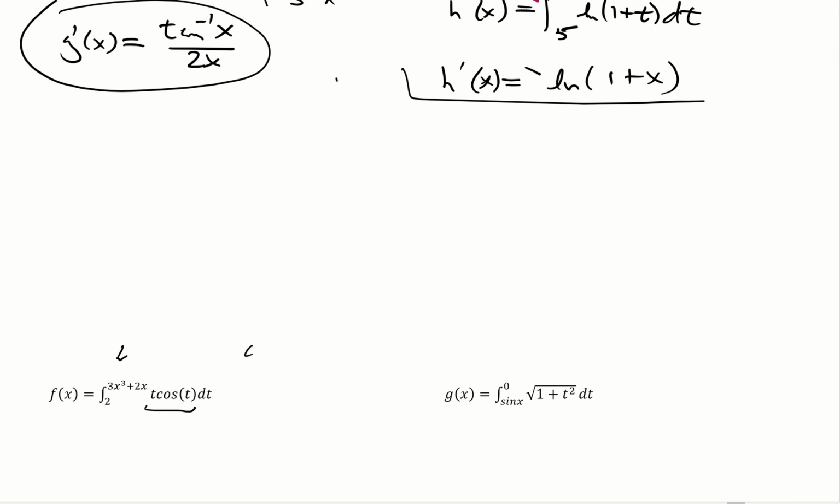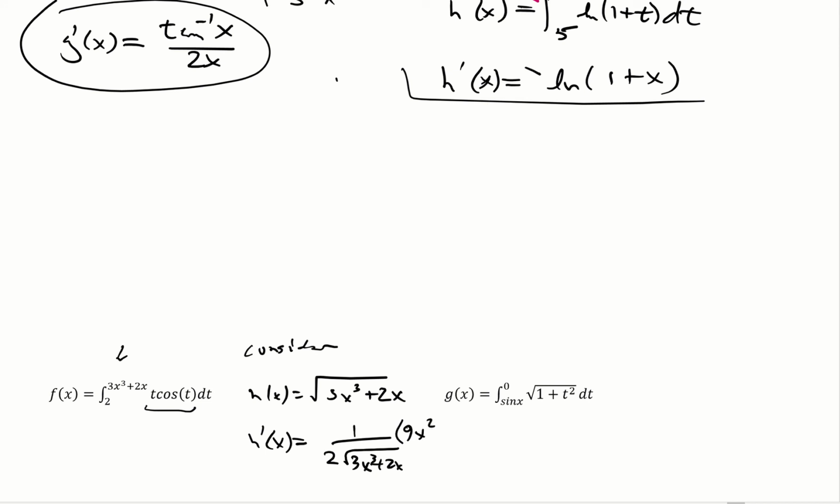Consider a function that says, I don't know, h of x is the square root of 3x cubed plus 2x, or something like that. Well, how would we derive that? H prime would be, I derive the outer function, which is 1 over twice the radical of 3x cubed plus 2x. But then I hit it with its derivative, and its derivative, of course, is 9x squared plus 2. Everyone knows that.